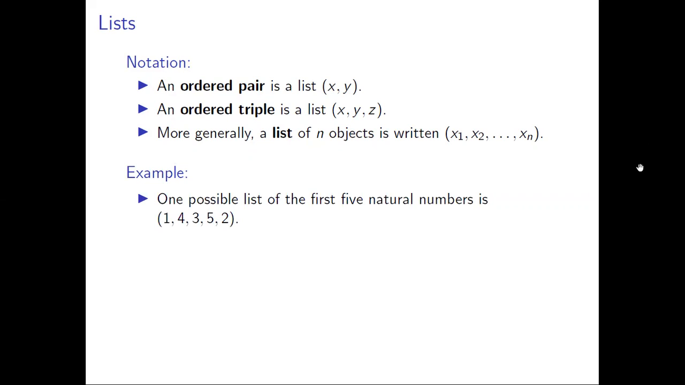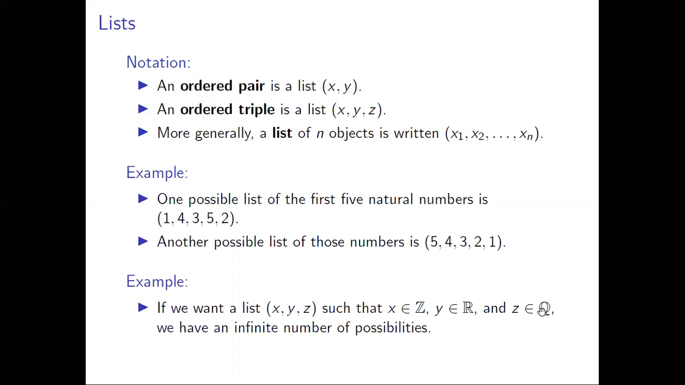So for example, we have the first 5 natural numbers, which are 1 through 5. Well, there are different ways we can list them. We can create different lists of those numbers. One possible list of the first 5 natural numbers is 1, 4, 3, 5, 2. So it's not an ordered pair because it's more than 2. It's not a triple, it's more than 3, but it's just a general list. Another possible list of the first 5 natural numbers would be 5, 4, 3, 2, 1.